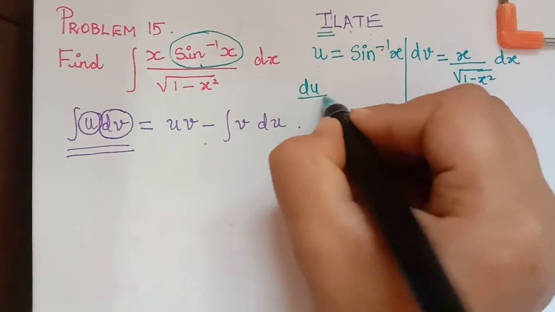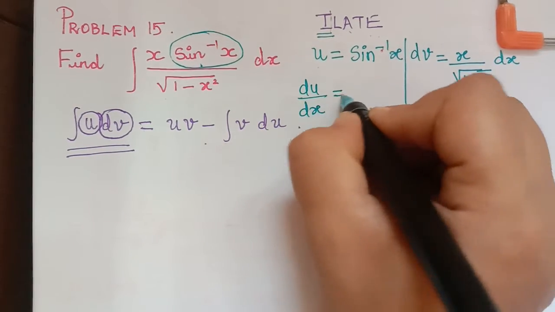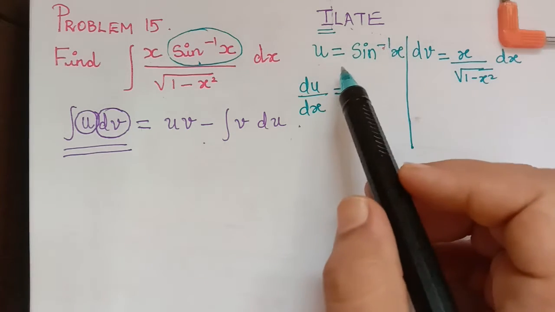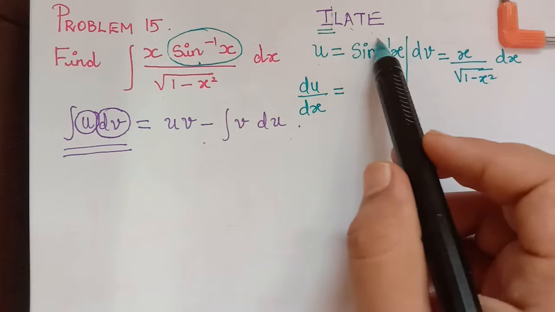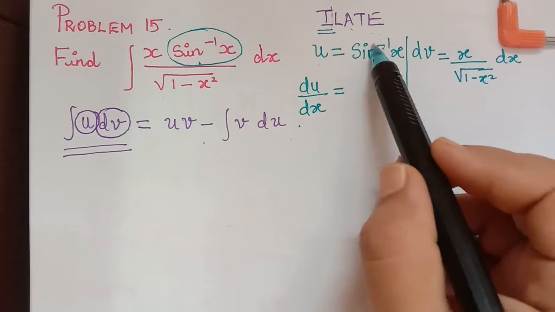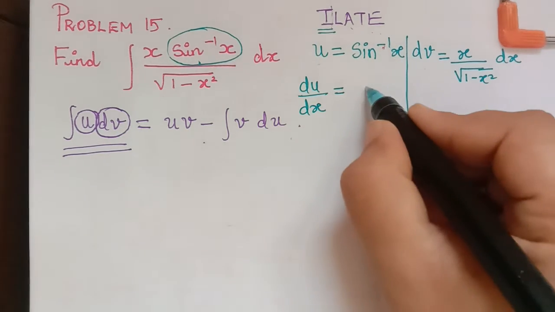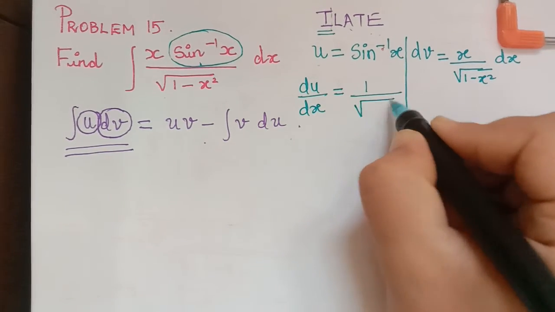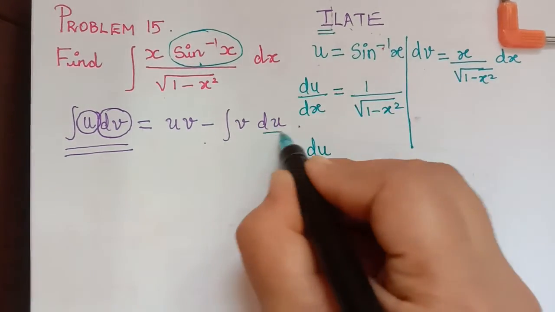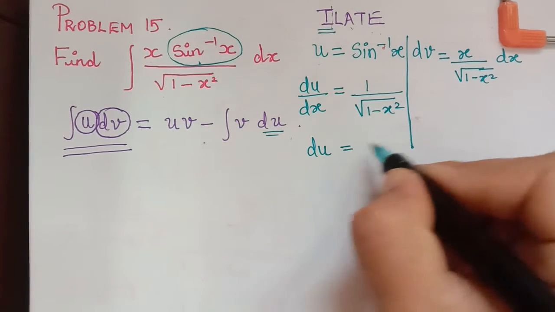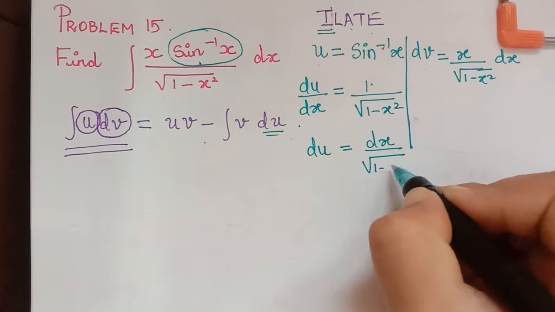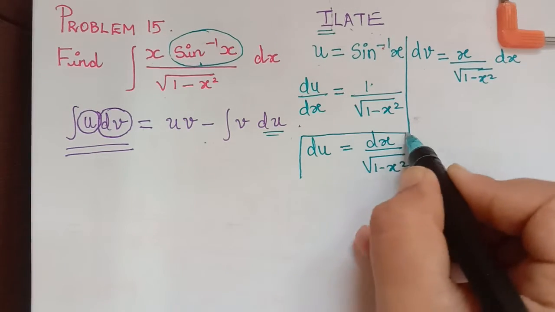So du by dx will be equal to, what is the differentiation of sine inverse of x? By the differentiation formula which I have given in one of the previous differentiation topics, sine inverse of x after differentiation turns out to be 1 divided by square root of 1 minus x square. So from this we obtain du. So du will be equal to, taking this dx to the right, we get dx divided by square root of 1 minus x square. So this is du.